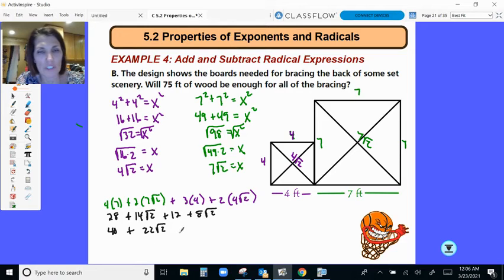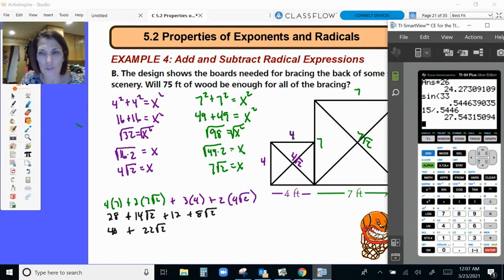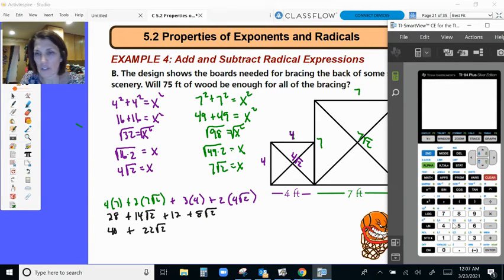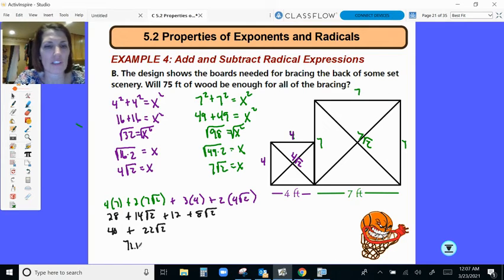Well, that doesn't really help us to tell us if 75 feet is big enough. So we actually need to calculate what 40 plus 22 square root of 2 is. So I'm going to actually take this 40 plus my 22 and then my square root of 2 and calculate that guy. And it's 71 feet around there. So it looks like 75 feet is going to be plenty big. So this is going to be 71.1 feet. And so that 75 feet of board should cover what we need.